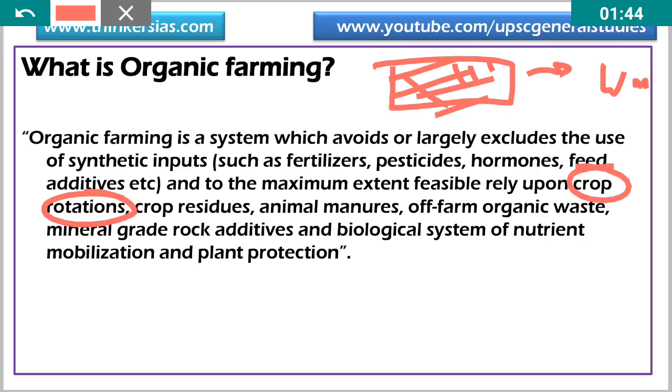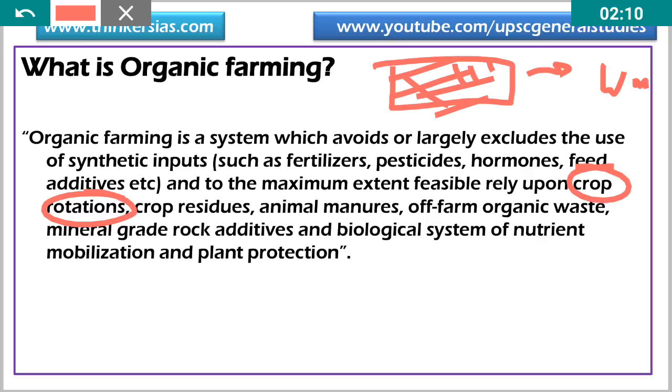If you rotate the crop with another variety like watermelon, whatever pests and diseases attack the tomato crop will not affect the watermelon, because even pests and diseases are host specific. They are specific to a particular crop. So those pests and diseases will die down, and you need less and less chemicals to control the crop. So that is crop rotation.